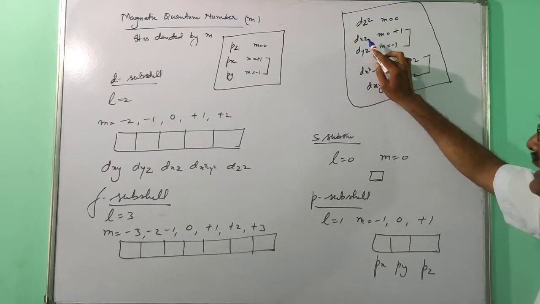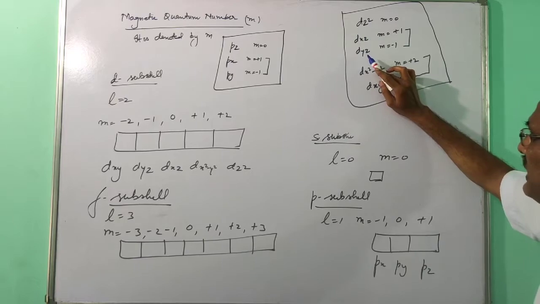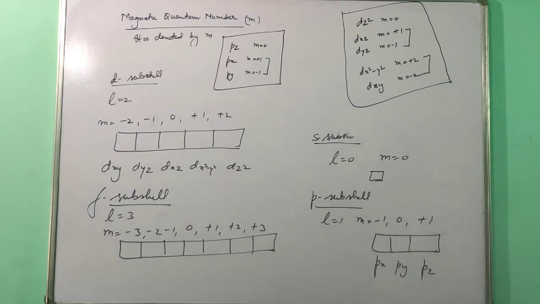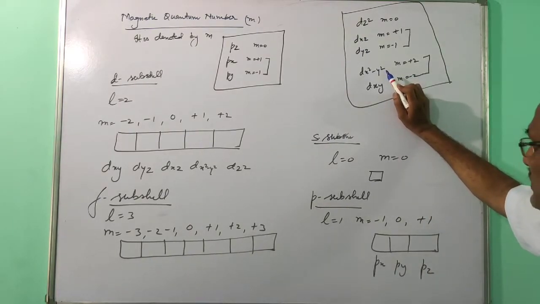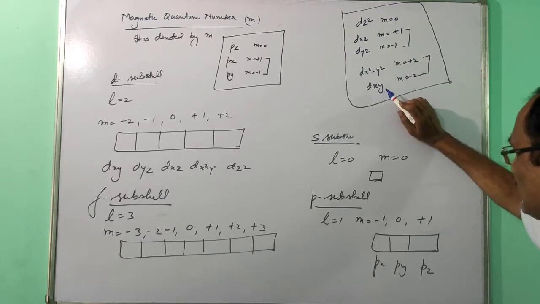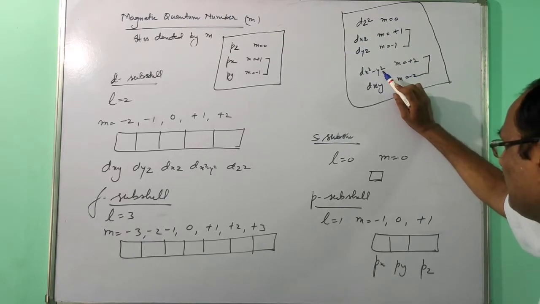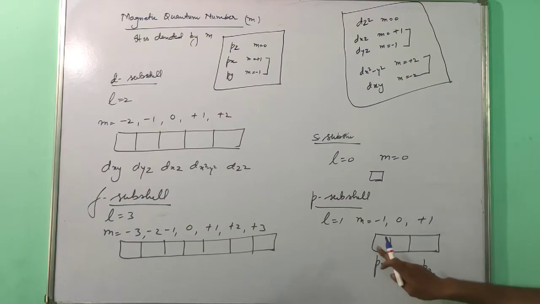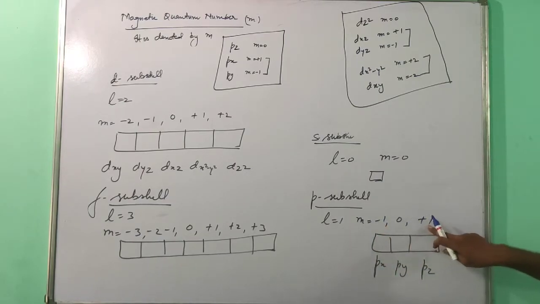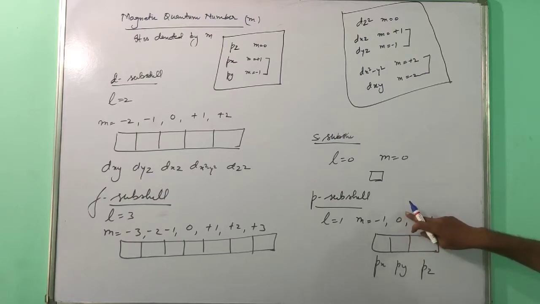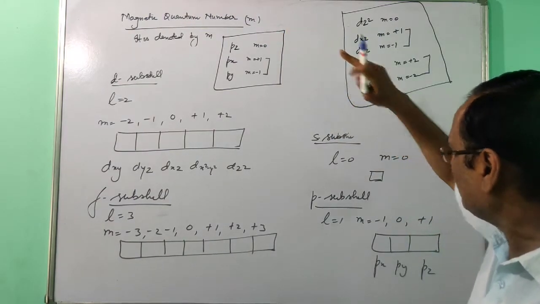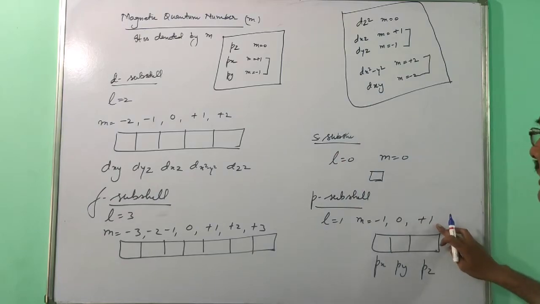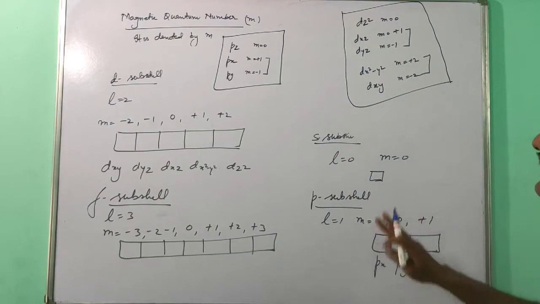The meaning is that for dz square you have to take m equal to 0, for dxz you can take m equal to plus 1, and for dyz m equal to minus 1. But you can exchange: if you give dxz m equal to minus 1, then for dyz you can give m equal to plus 1. In the same way, these two can also be exchanged: dx square minus y square can have m equal to plus 2 and dxy m equal to minus 2, or if dx square minus y square is given minus 2, then dxy will be plus 2. Here you get m equal to minus 1, 0, plus 1. For 0 you take the orbital pz, for minus 1 you can take py, and for plus 1 px. That way it is given to you.